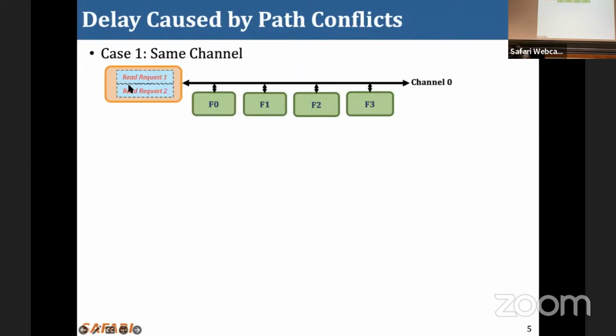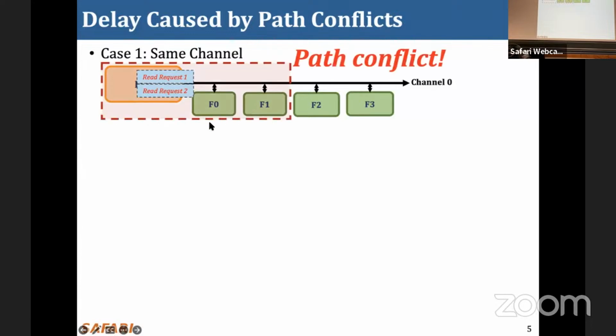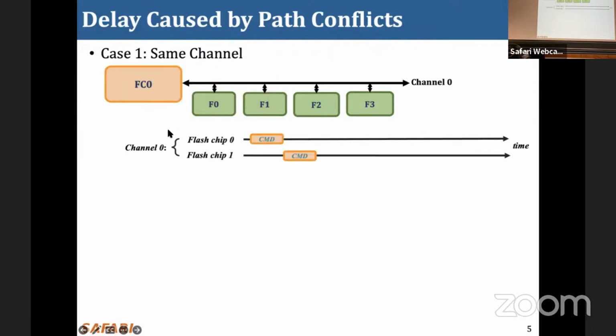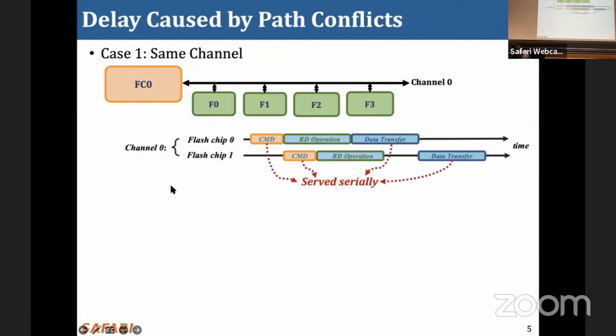Say you are receiving 2 requests that want to go to different flash chips, but unfortunately they have a path conflict. You send the commands in a serial manner, and then you can do the read operation. This part can overlap a little bit. And then we have data transfer. Flash chip 1 needs to wait for flash chip 0 to be done with data transfer before it can start issuing that, and that can cause a lot of latency.